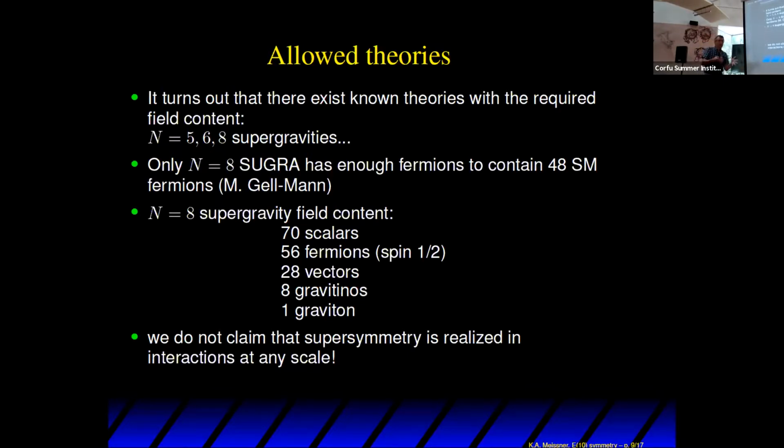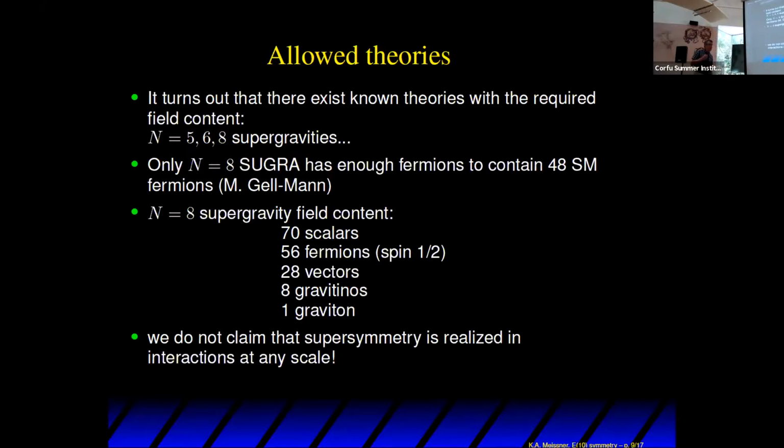So interactions are not supergravitational. We take only the field content, because the symmetry will be replaced by something much bigger, infinitely bigger than n equals 8 supergravity. I will discuss this in a minute. So these numbers are important, 70, 56, and 8.